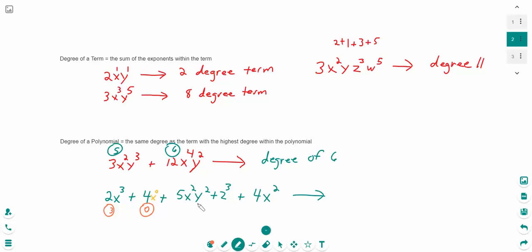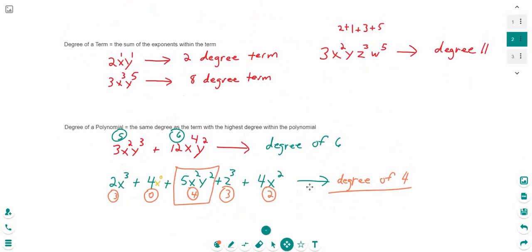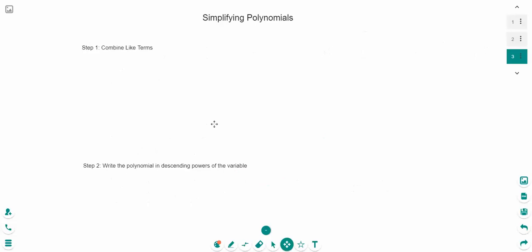Here we have 4. And for our z, we have 3. For our x, can't forget him, we have a degree of 2. So what is the degree of this whole expression, this whole polynomial? Well, we look at the term with the highest degree. And the highest degree is this one. It's a 4. So this one has, as a whole, a degree of 4. Hopefully that makes sense. Excellent. All right, let's move on and talk just for a minute here about how to simplify polynomials.